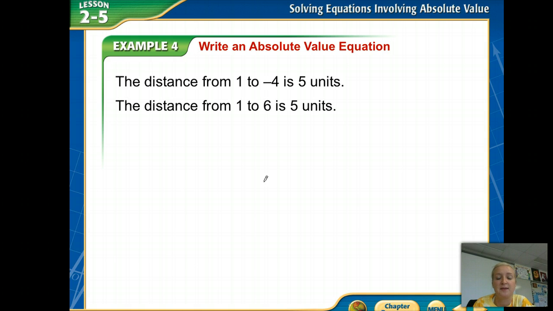Again, this is just explaining the previous problem. The distance from 1 to -4 was 5. The distance from 1 to 6 is 5 units. So the equation again was |y - 1| = 5.